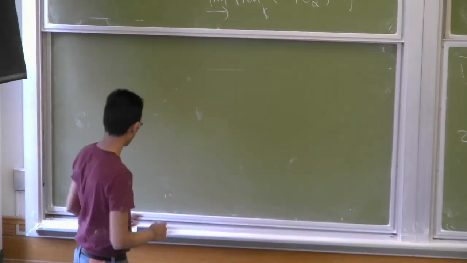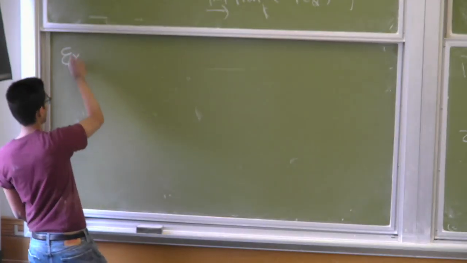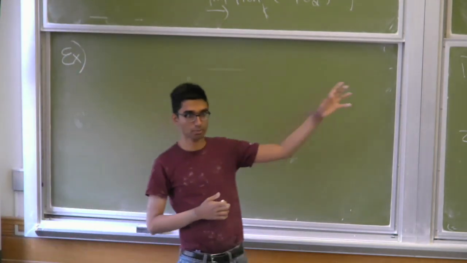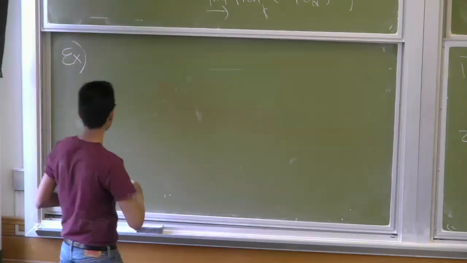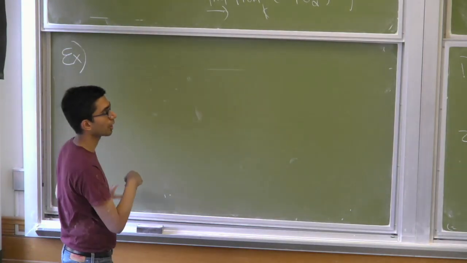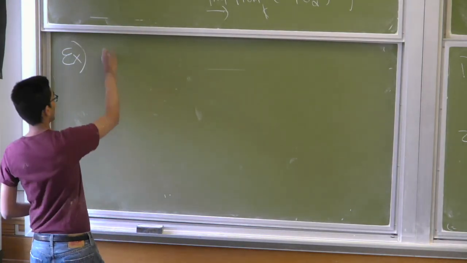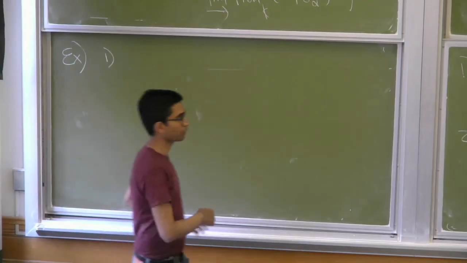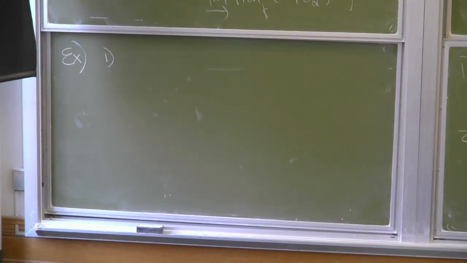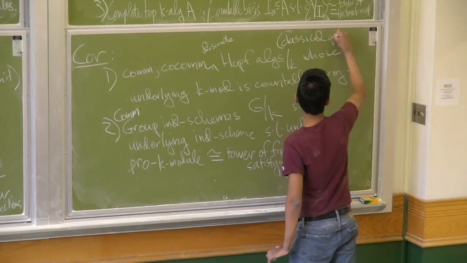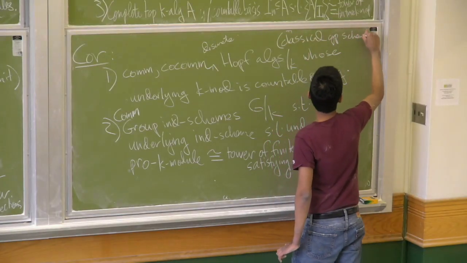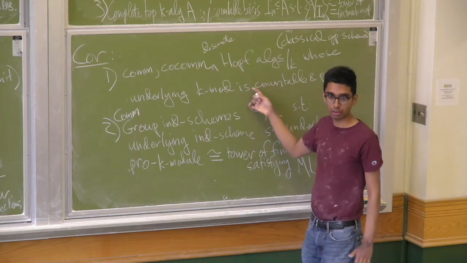So let me just give one example. This is the kind of Cartier duality that came up in our project. So in part one, these are just commutative group schemes. In particular, the idea is that this gives you classical commutative group schemes, which satisfy this projectivity condition.